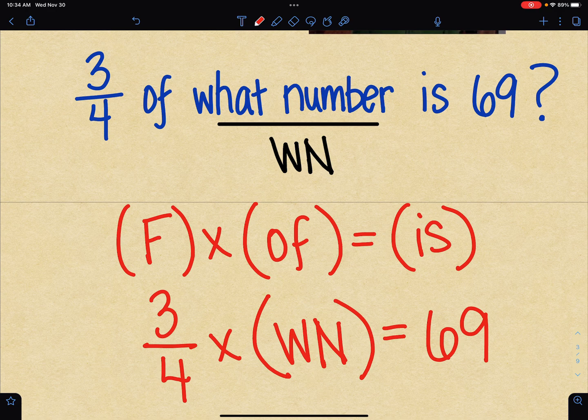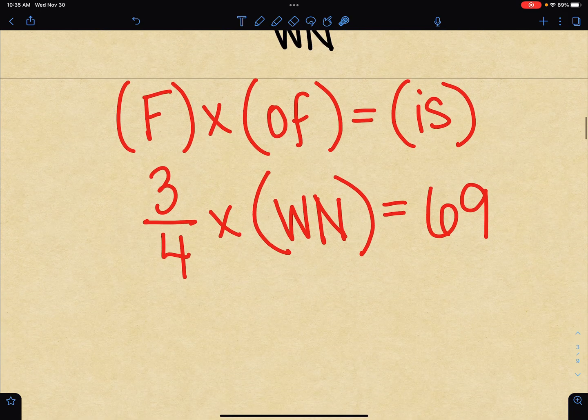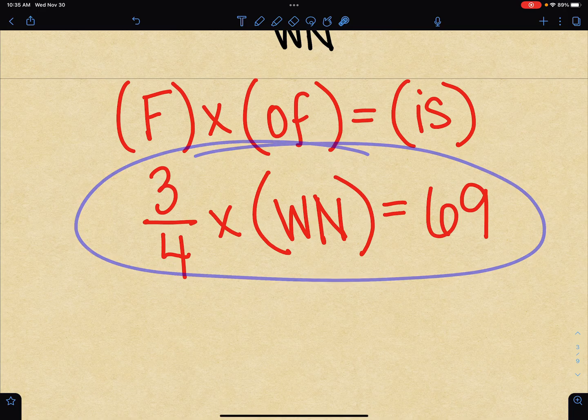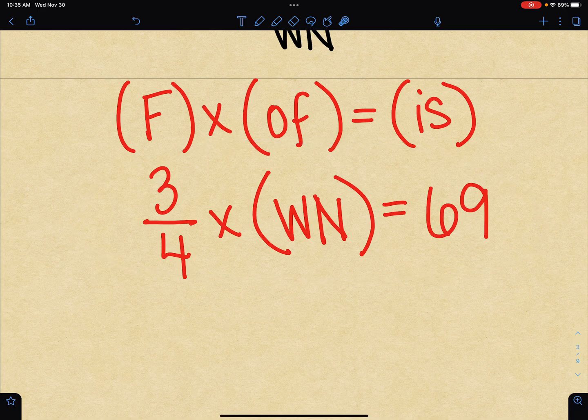So you just have to make sure to put the numbers that they give you into the right places. A lot of your friends would wrongly put the 69 there in the place of of, but that's not where it goes. It goes in the place of is, because it's is 69. So a fraction of what number is 69. So we would write it like this. Okay, once you've got it to here, it's easy. It's super easy. So we just have to solve for Wn.